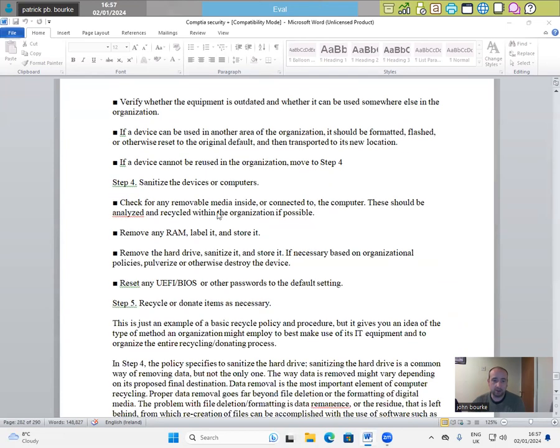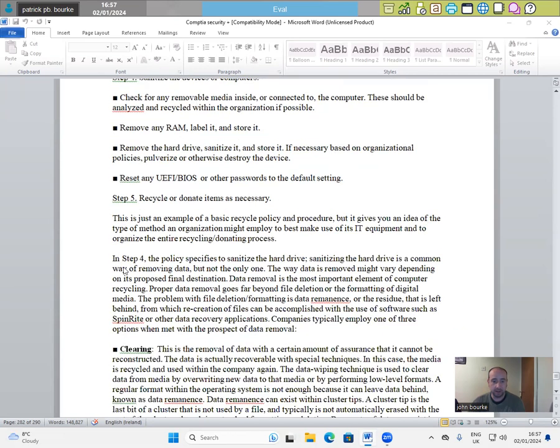Check for any removable media inside or connected to the computer. These should be analyzed and recycled within the organization if possible. Remove any RAM, label it and store it. Remove the hard drive, sanitize it and store it. If necessary, based on organizational policies, pulverize or otherwise destroy the device. Reset any UEFI, BIOS, or other passwords to the default setting. Step 5, recycle or donate items as necessary.